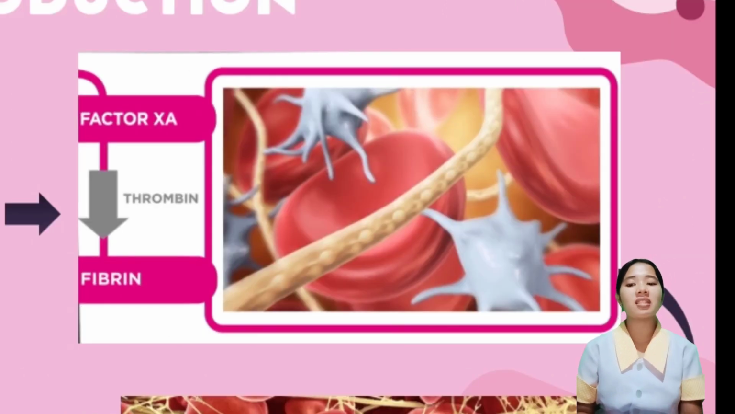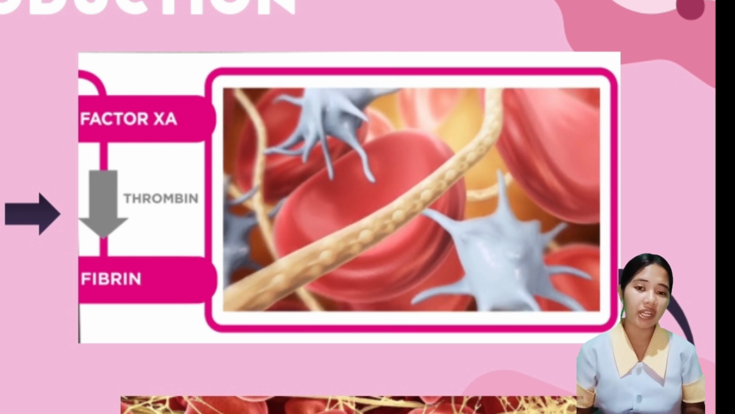These clots form through the activation of the coagulation cascade, culminating in factor 10A, which mediates the generation of thrombin, and the thrombin mediates the cleavage of soluble fibrinogen to insoluble fibrin, and this fibrin forms a long strand.